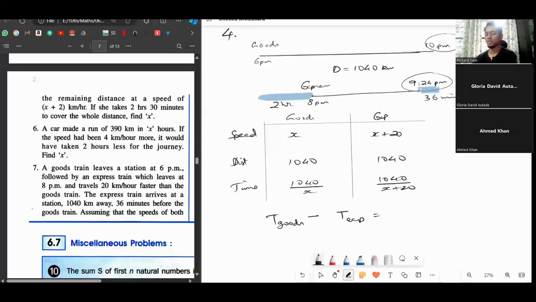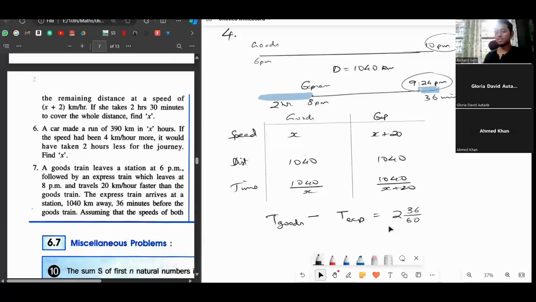So the time taken by the goods train minus the time taken by the express train is how much? You need it in hours. So don't convert hours to minutes. In fact, you have to convert minutes to hours. Yes, 2 36/60. This is how we convert the minutes into hours. 36 upon 60. Did everyone understand how to do this?